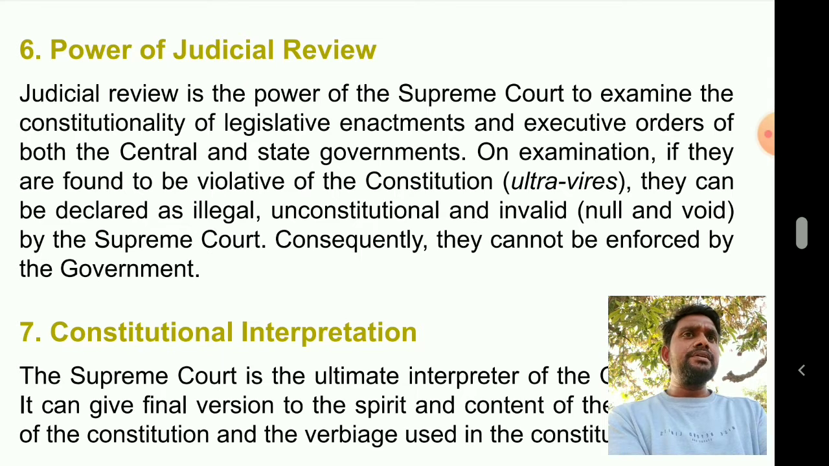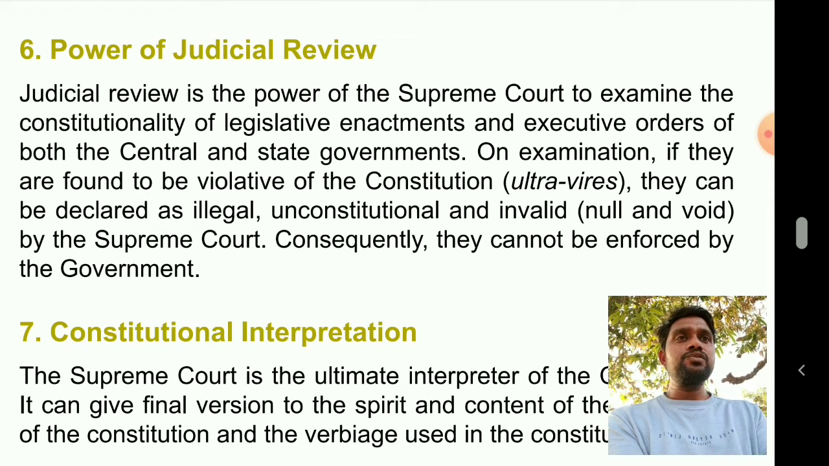Judicial review is the power of the Supreme Court to examine the constitutionality of legislative enactments and executive orders of both the central and state governments. On examination, if they are found to be violative of the Constitution, ultra vires, they can be declared as illegal, unconstitutional, and invalid, null and void by the Supreme Court. Consequently, they cannot be enforced by the government.